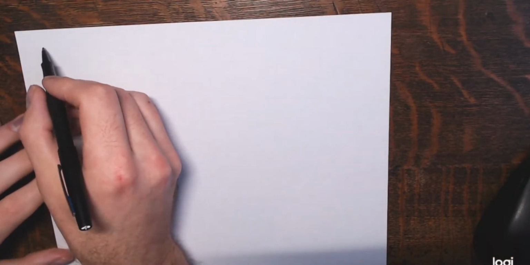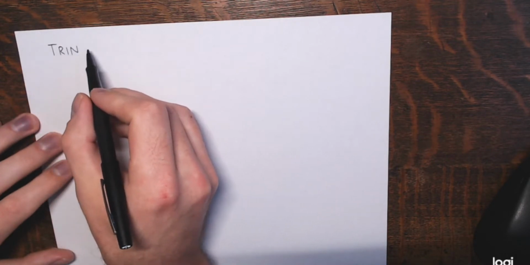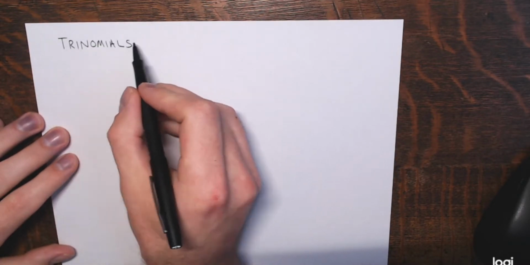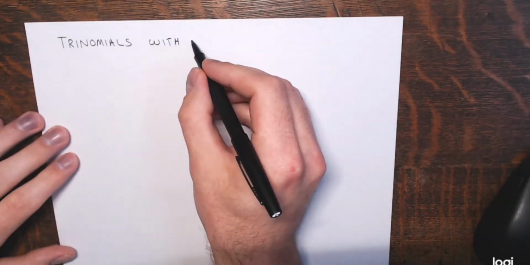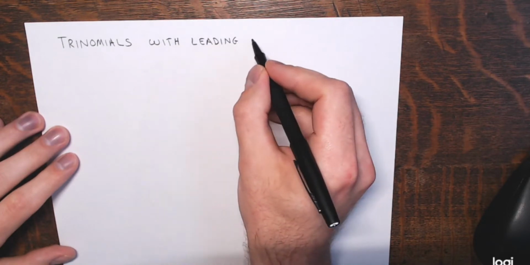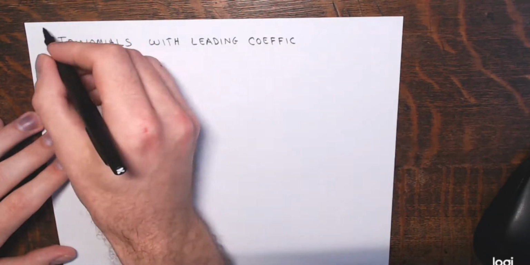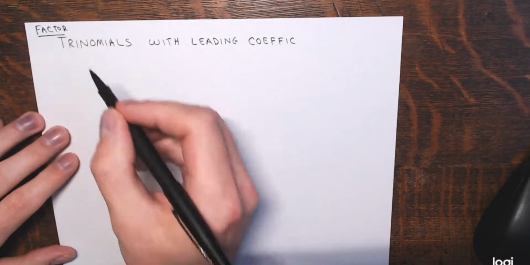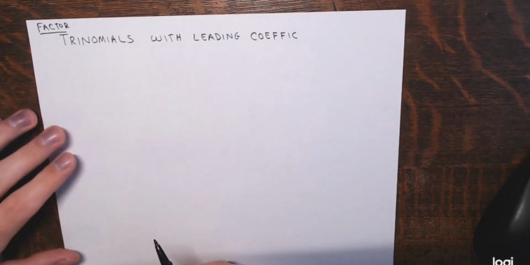So the trinomials with a leading coefficient of 1, these special trinomials that we're going to be factoring in this video, are the following. Again, very special, very specific kinds with leading coefficient 1. And we're factoring these things, and hopefully you know what that means, right? When they say factor something, that means take the expression and rewrite it as a product.